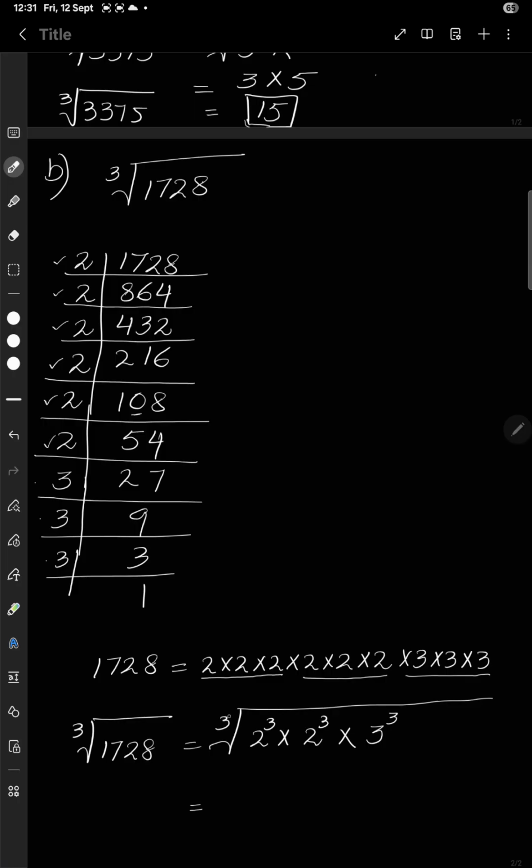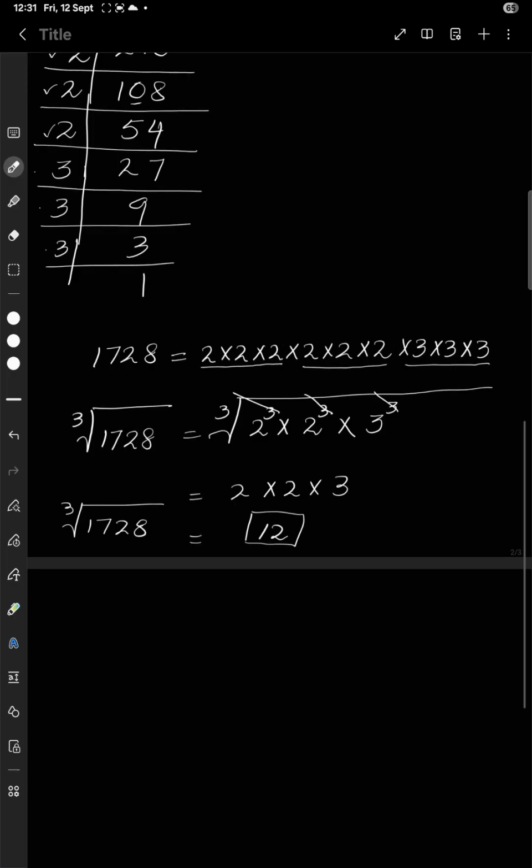Okay, the cube root will remove all the cubes, and we will have 2 into 2 into 3 alone. And what will be our answer? 2 2s are 4 and 4 3s are 12. So yes, the cube root of 1728 is equal to 12. How easy this way is. How easy it is to find the cube root of any given number by using prime factorization. Let's move to the C part.